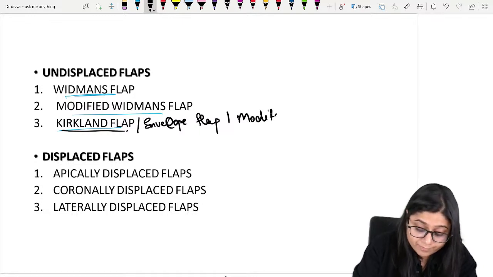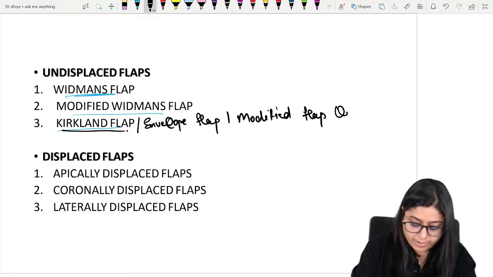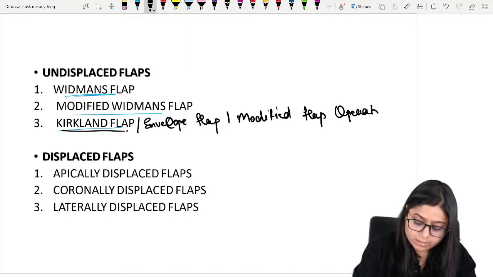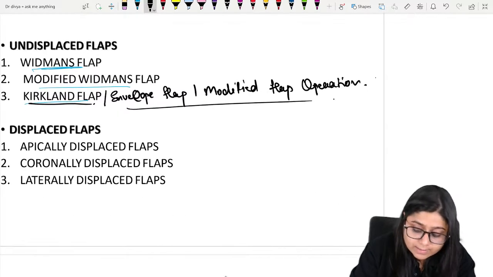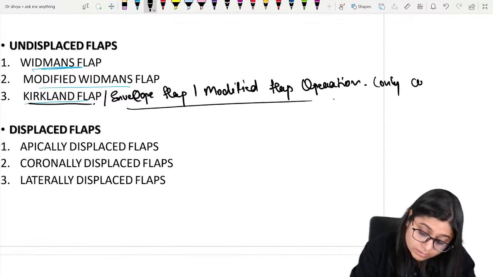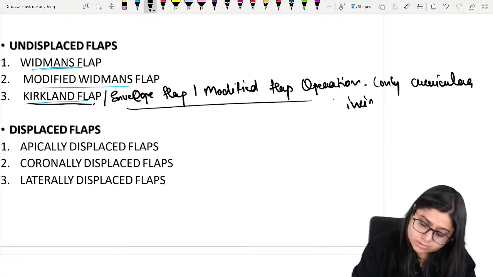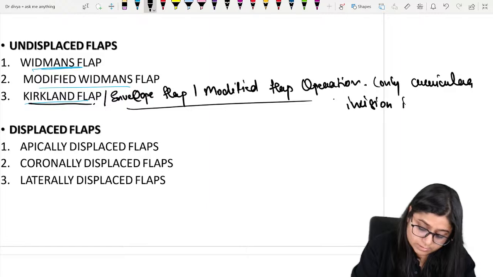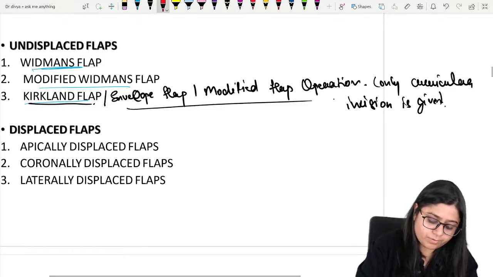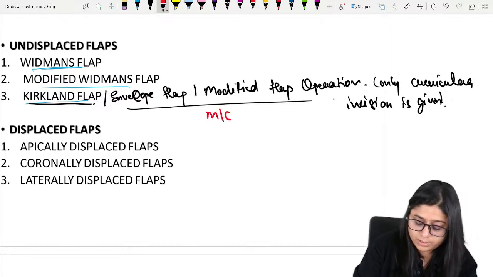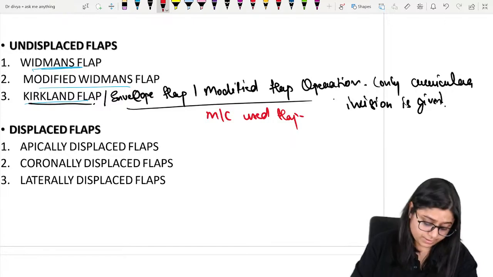This procedure is also known as the modified flap operation. In this case, only a crevicular incision is given, and this is the most commonly used flap in periodontics.